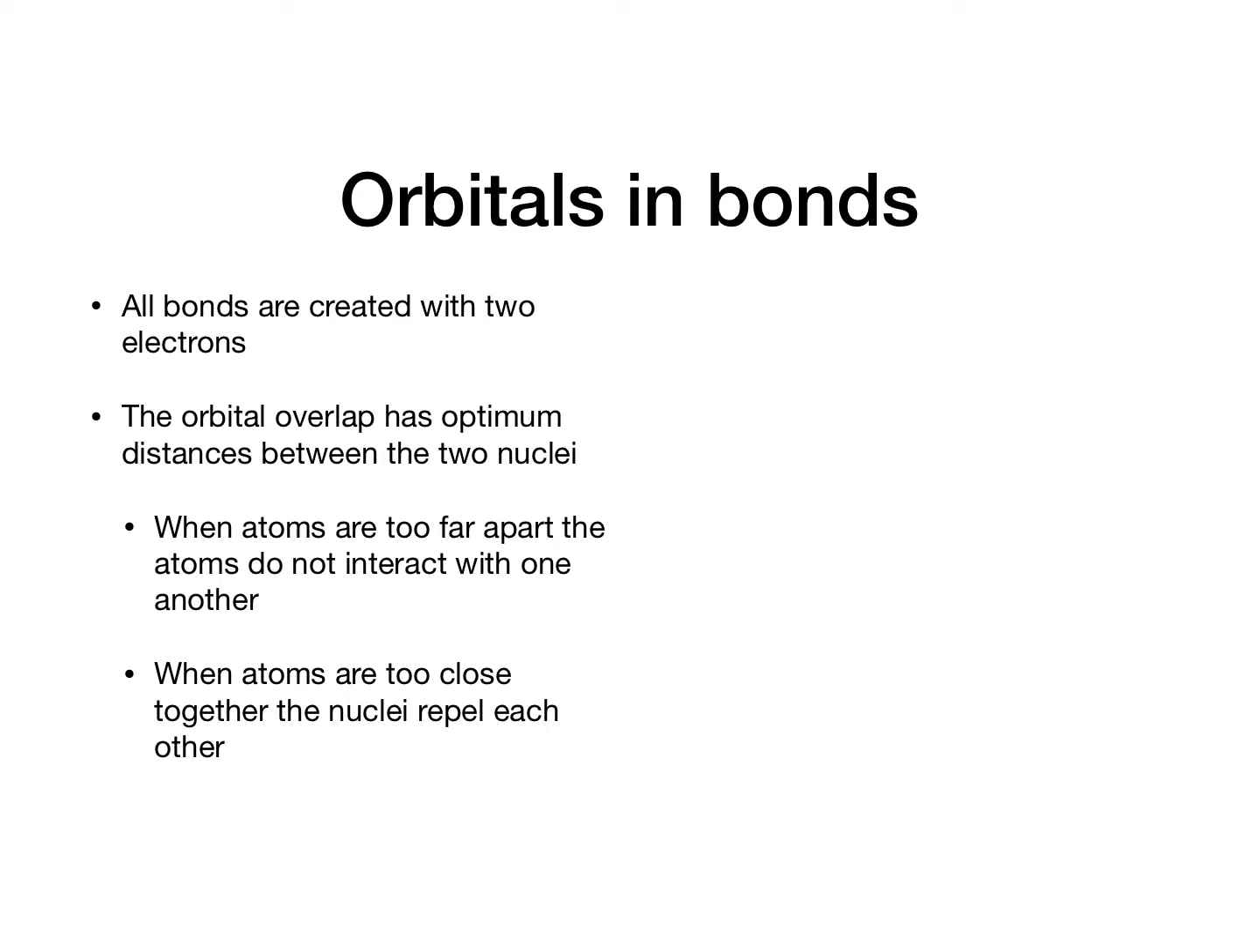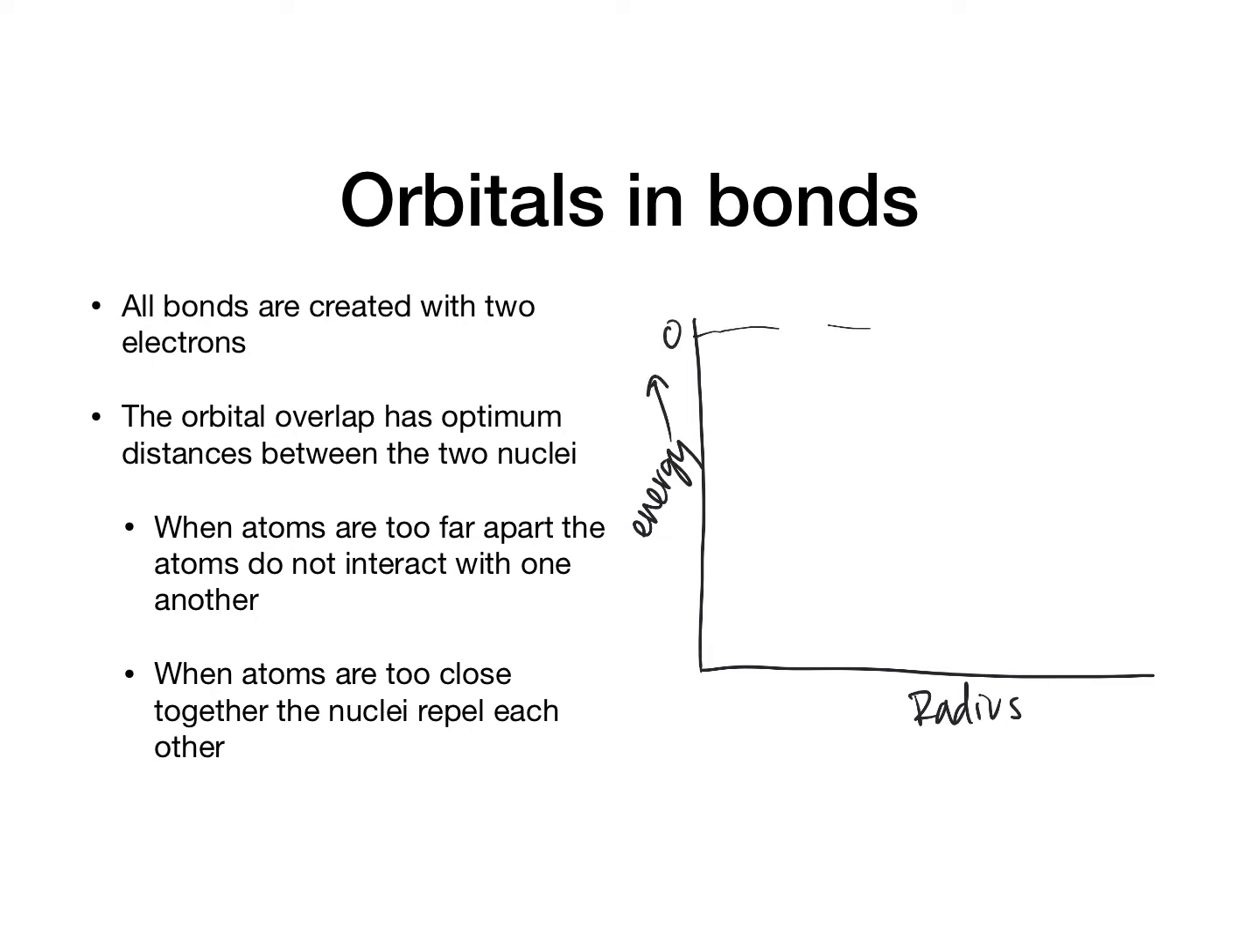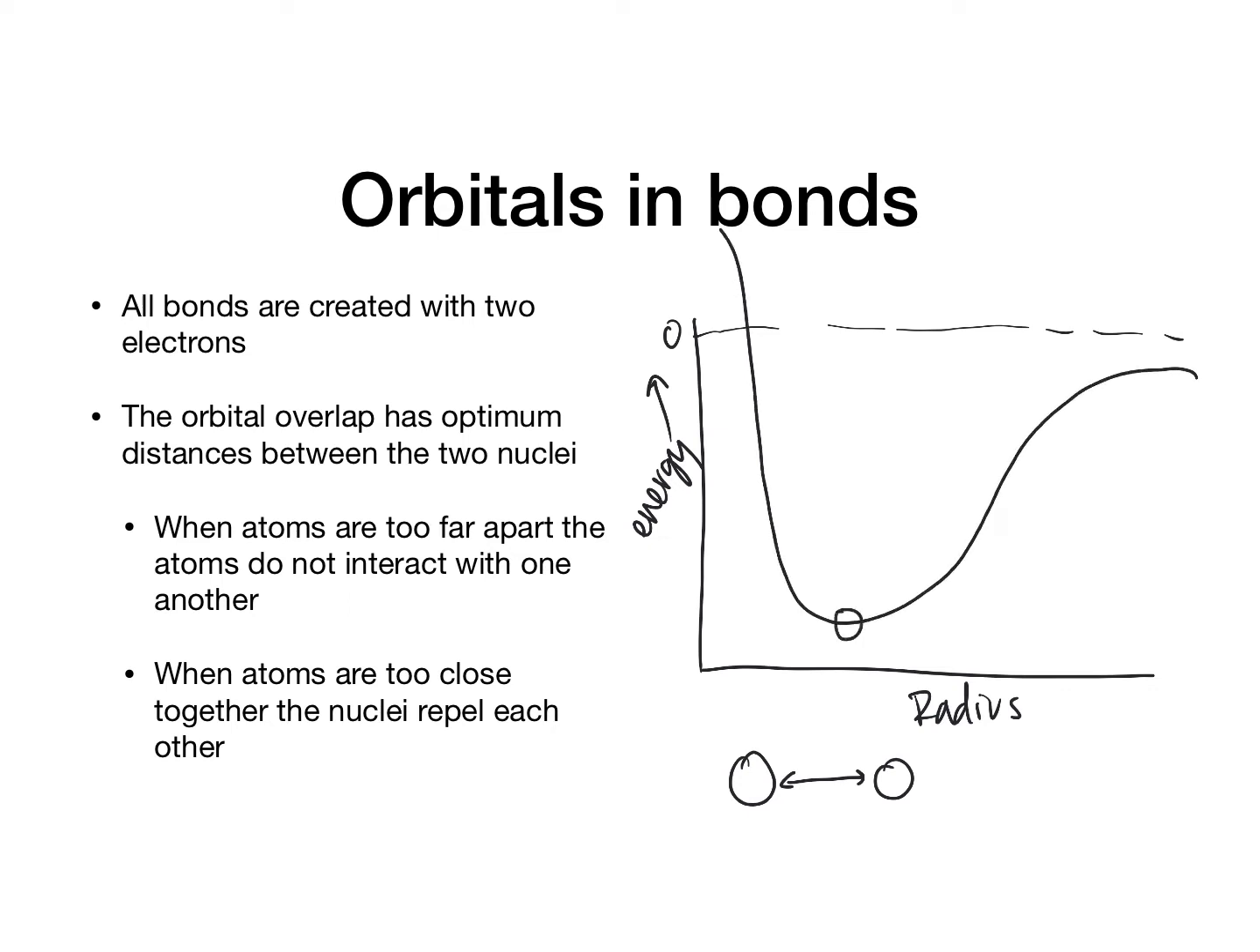If we know that all bonds are created with two electrons, which we do, we tend to think that these two orbitals are going to overlap, meaning they're going to cross paths. But the reality is, if we were to draw a diagram that has the radius here and energy here, which is increasing towards zero here, and we have two atoms and we're asking ourselves, how close or far apart are they? We'll see a graph that looks something like this, where this is the optimum bond length.